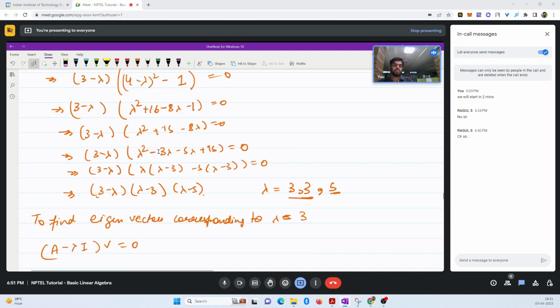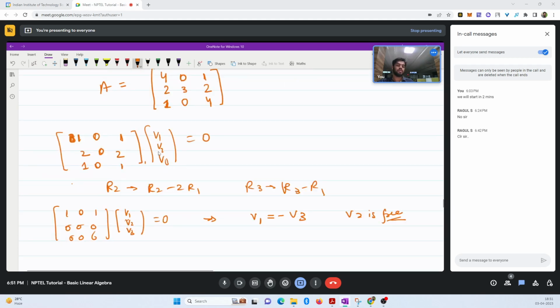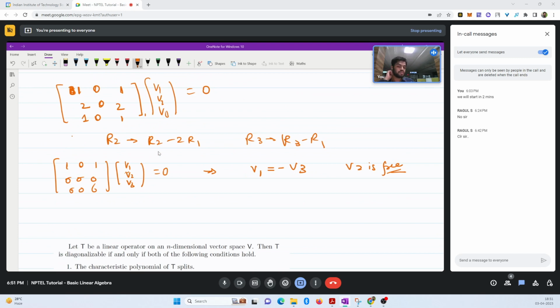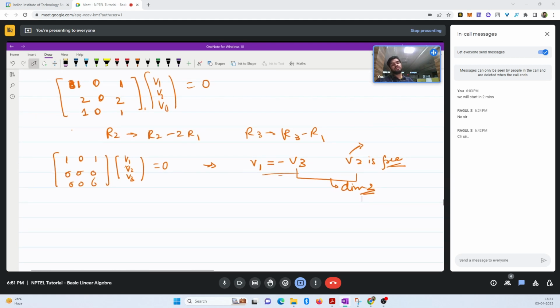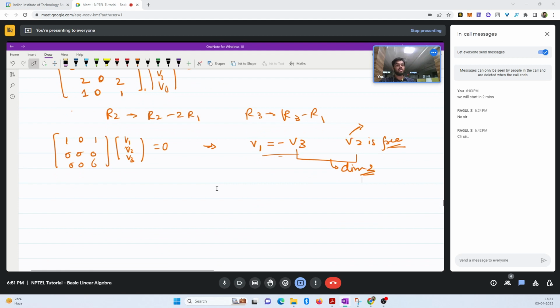Now as you saw, lambda is equal to 3 was occurring 2 times. And here how many choices can you make? v2 is already free, right? And you can make one choice over here also, so its solution space definitely has dimension 2. So if you have this kind of situation, when you have more than one dimension, then you try to write that many linearly independent eigenvectors.